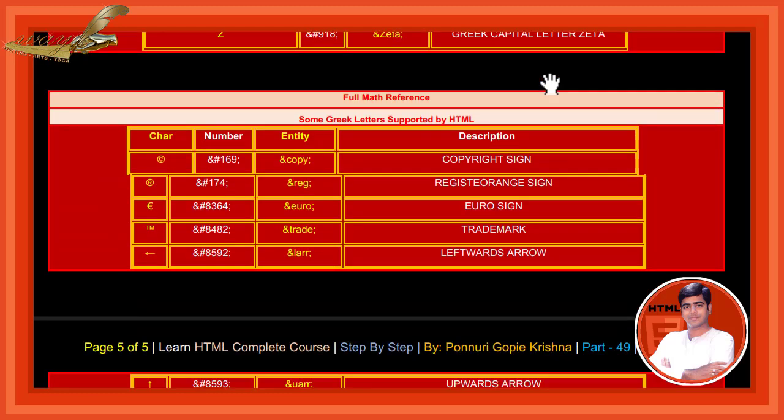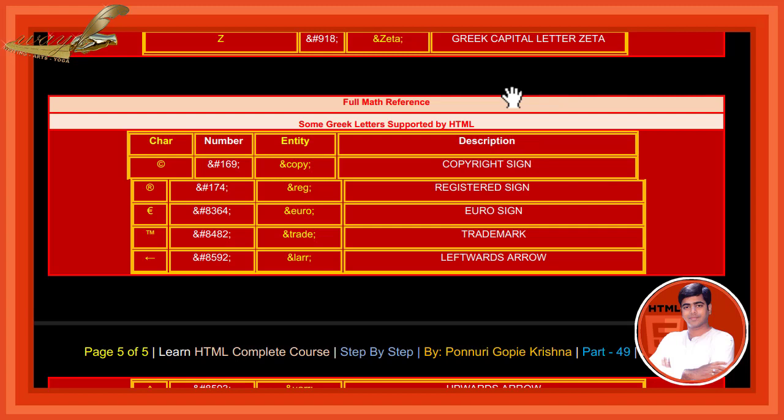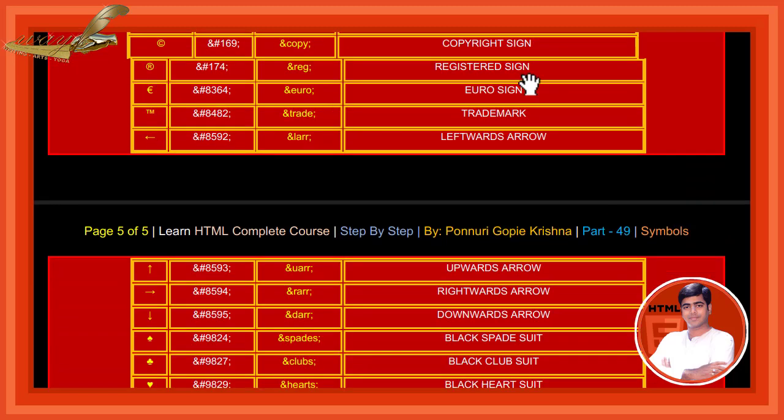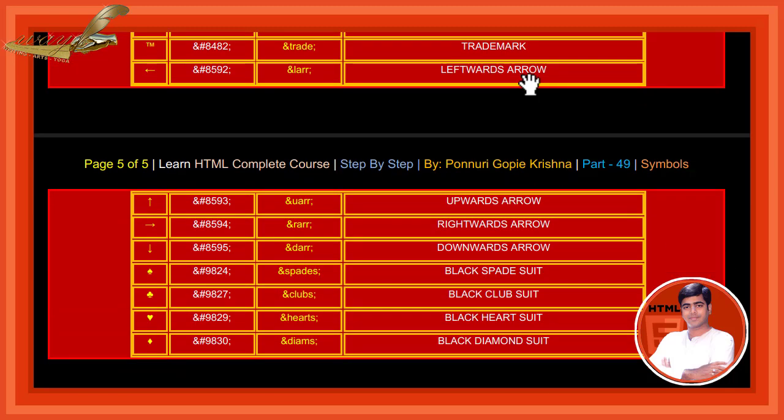See here: copyright sign, registered sign, euro sign, trademark, leftwards arrow, upwards arrow, downwards arrow, black spade suit, black club suit, black heart suit, black diamond suit.